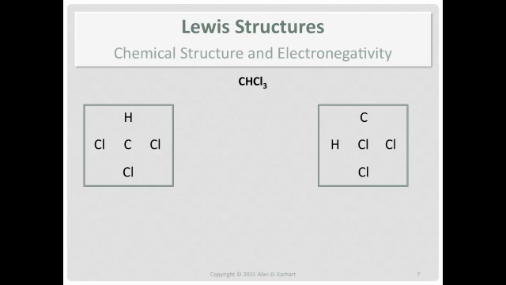So now we only have one choice for how the atoms are hooked up, because carbon has to be bonded both to hydrogen and to chlorine, and the only way to do that is the attachment scheme on the left. Make carbon the central atom.